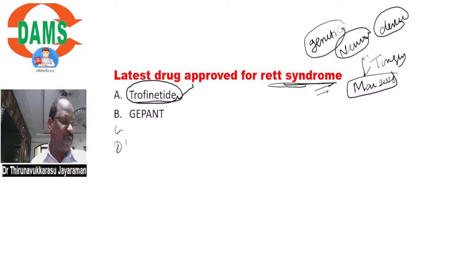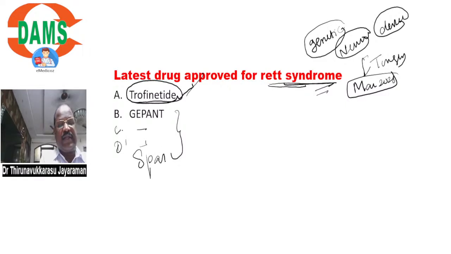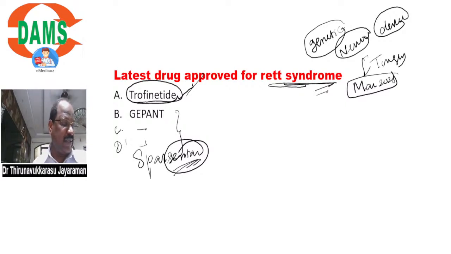The other three options can be ruled out by nomenclature. So based on the other options, I think we can rule out and reach the diagnosis. But this is a really tough question. Okay, sparsentan was given as another option. Sparsentan, both are sentan, that means endothelin.